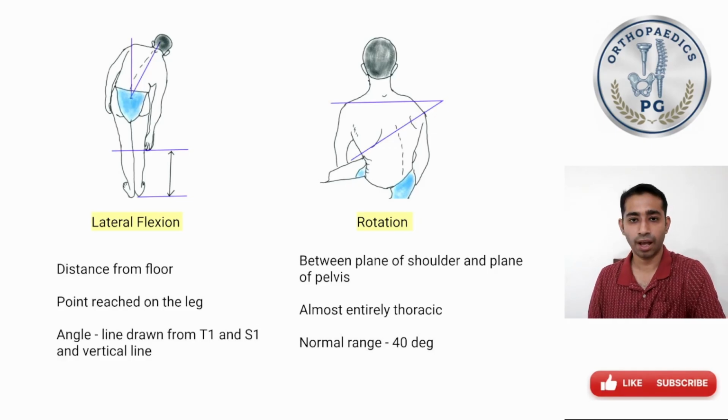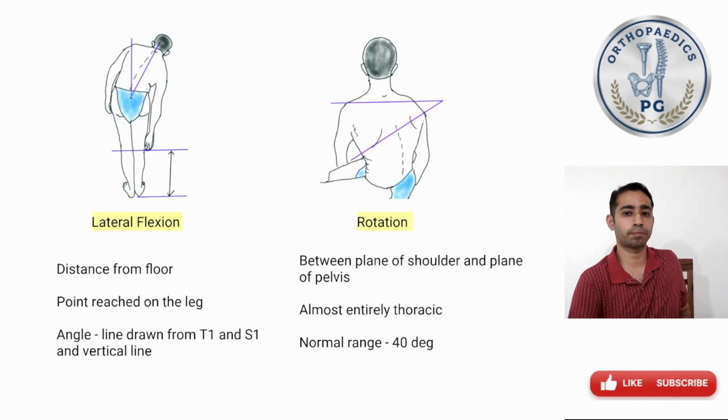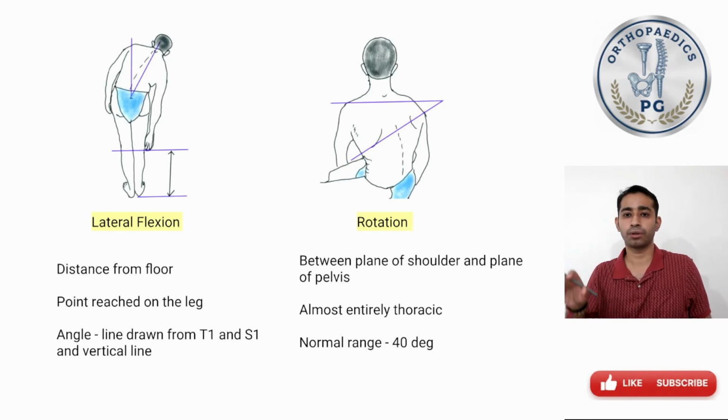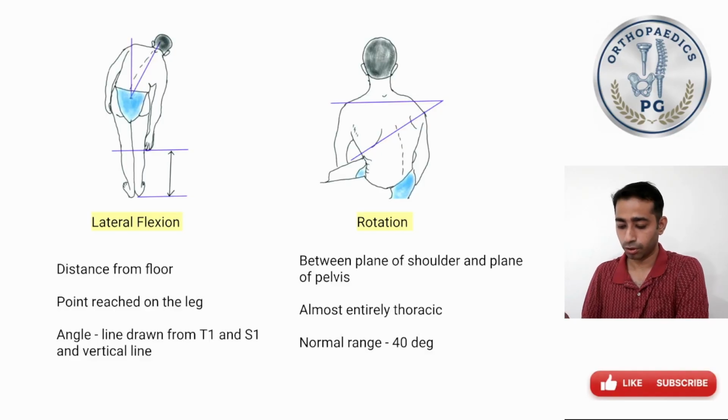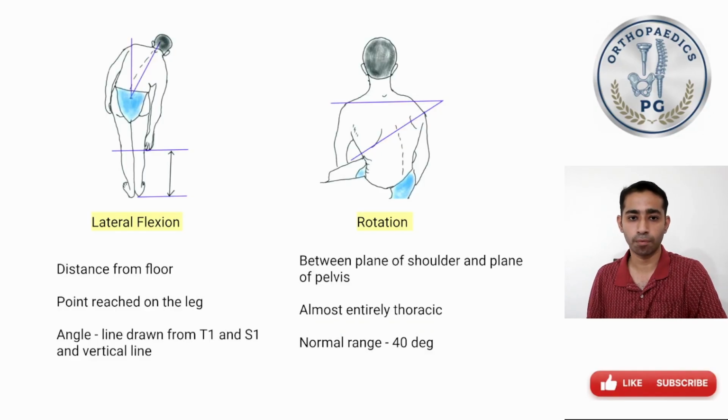For rotation, we ask the patient to rotate in the dorsal-lumbar spine, and we place the goniometer, one limb along the pelvis and one limb joining both the shoulders. So you ask the patient to bend like this. One limb of the goniometer has to be along both the shoulders and one along the pelvis, and you get the rotation. The rotation in thoracic spine is almost entirely thoracic, and the normal range is around 40 degrees.